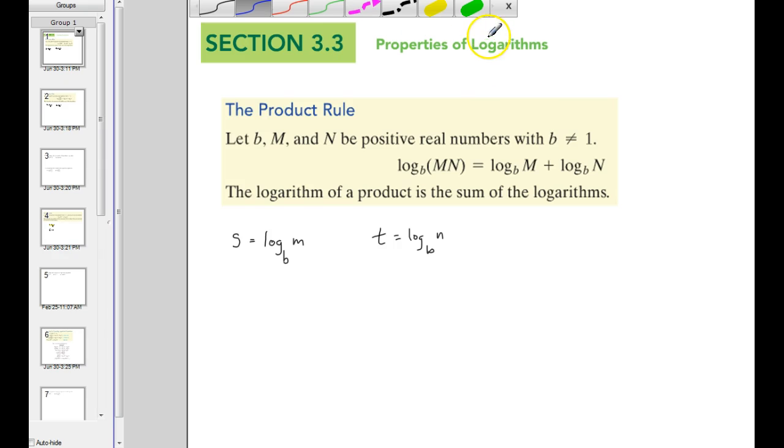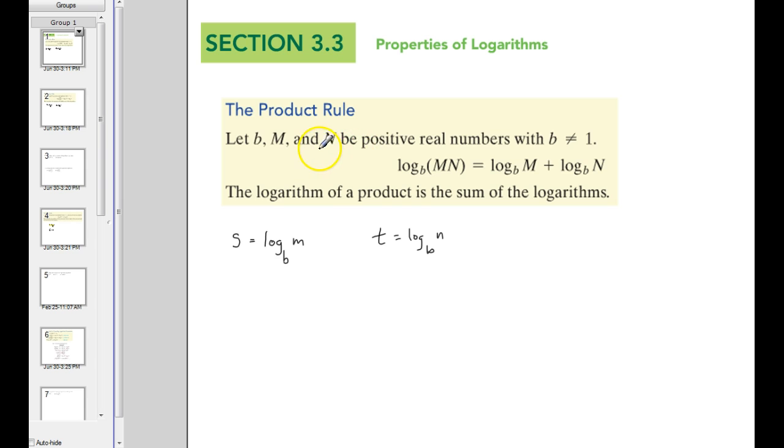Hello 171 class, this is your notes for section 3.3, properties of logarithms. So we did some very basic properties of logs in 3.2, but these are some more in-depth and a little bit more complex properties than the ones that we studied before.